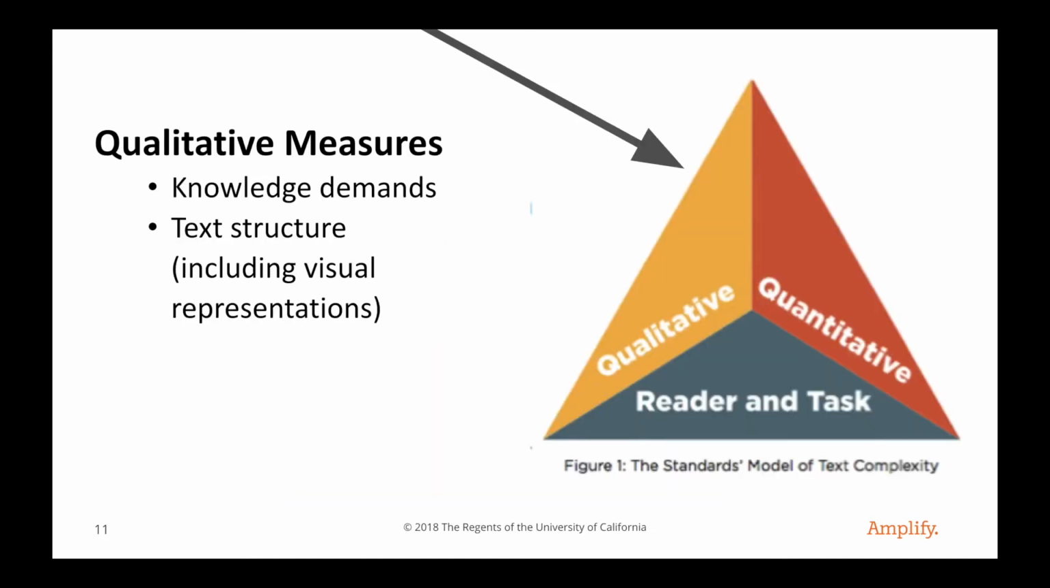When referring directly to the qualitative measures, we are talking about the demands on the knowledge of the reader who is making sense of that text at any given time, and this includes the text structure, including all those visual representations, as well as the things that the reader can either leverage to be able to make sense of what they're reading, or perhaps those things can also stand in the way of the reader. It just depends on the situation.